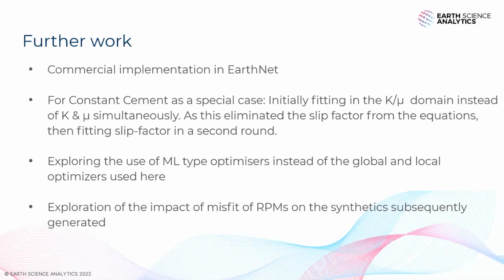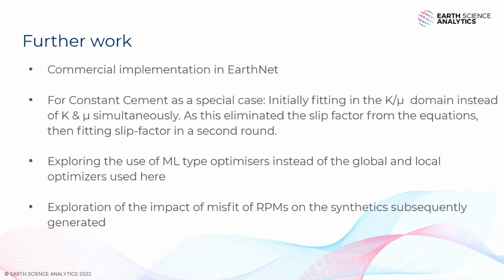We're also going to explore the use of ML-type optimizers in the global, instead of the global and local optimizers used here. So the ones we use here work fairly well, and they're just taken from the SciPy library. But we're going to have a look at some of the optimizers used in the machine learning methods. So things like the gradient descent method and things like that that are used in things like XGBoost, and see if those can be applied to perhaps give a faster result. We don't know if they will or not, but it's an option.